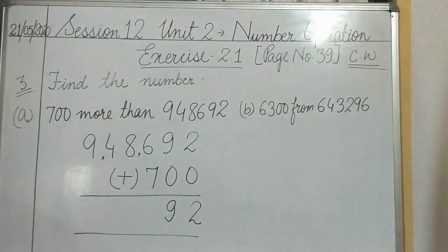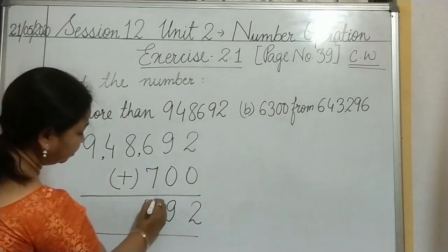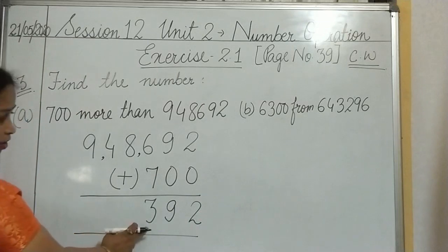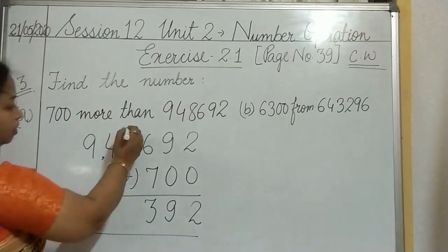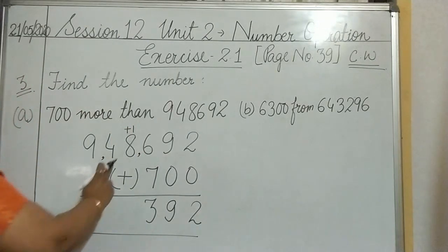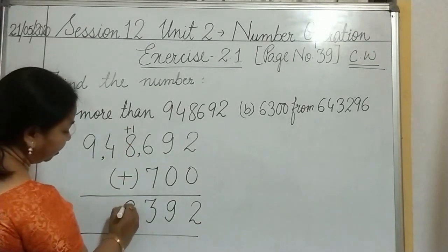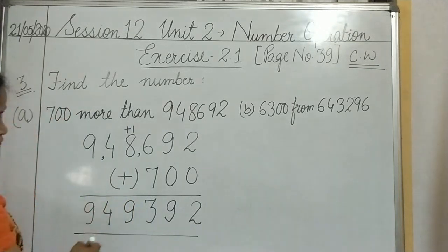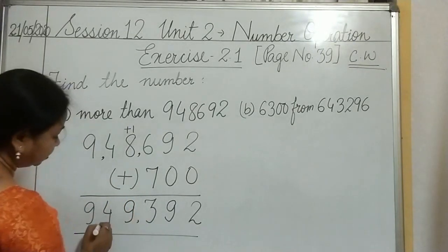6 plus 7, what will it be? 13, right? So out of that 13, I am going to write 3 over here, and what about the 1? I will carry it to the forward number. So it is 8 plus 1, 9, then 4, then 9. So with this, we complete this answer.